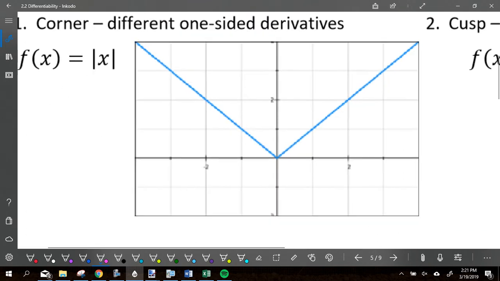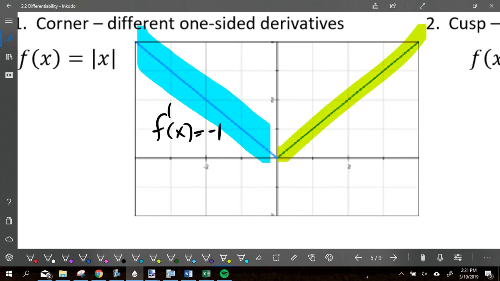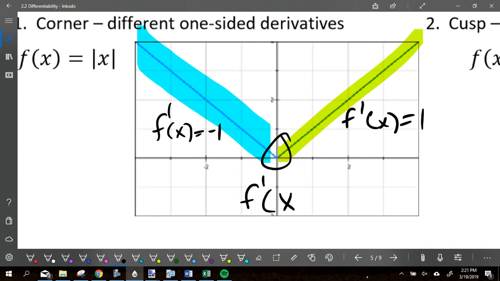Okay? Reason number 1 is this absolute value graph. What is true about the slope over here? What is the slope? The -1. F prime of x is equal to -1 over here. What is true about the derivative over here? It's 1. That's very much the same the whole time. So what is the derivative at 0? There isn't one, is the correct answer. It's D and E. The 2 slopes must be equal to each other. Okay, they have to be approaching the same value. Here it's not.